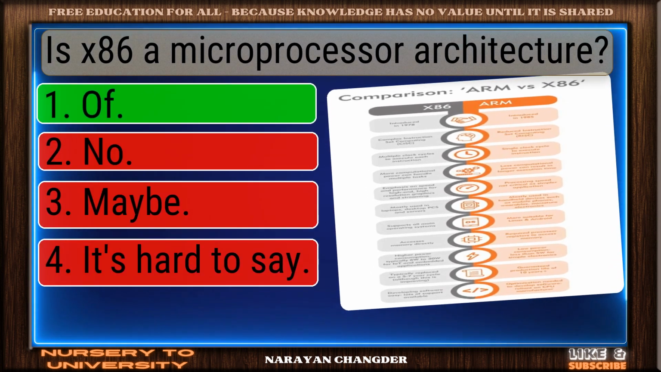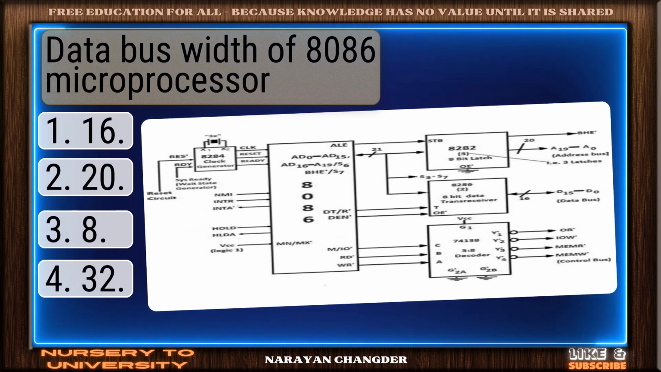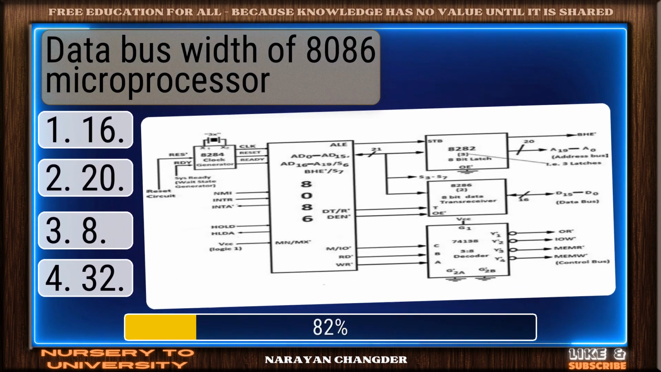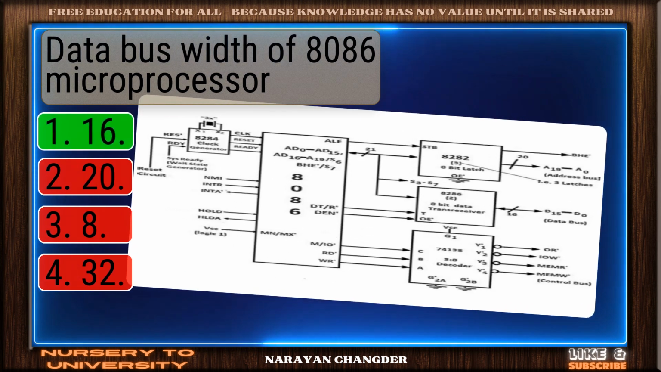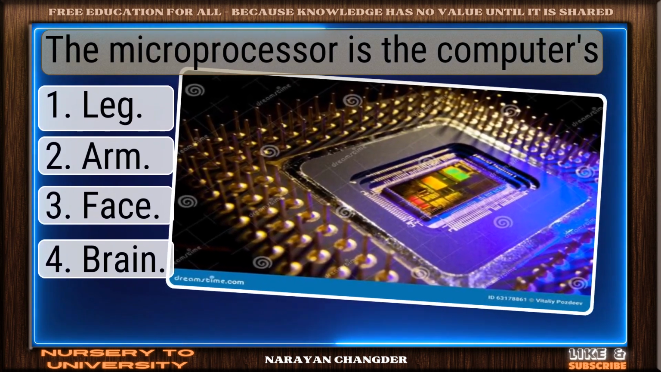Sharp thinking. Off is the right choice. Question number 51. Data bus width of 8086 microprocessor. Good job. Your answer 16 works well here. Question number 52. The microprocessor is the computer's.